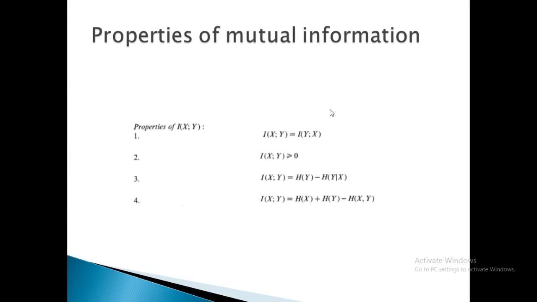The properties of mutual information: I of x comma y is equal to I of y comma x. I of x comma y is greater than or equal to 0. I of x comma y is equal to H of y minus H of y given x. I of x comma y is equal to H of x plus H of y minus H of x comma y.